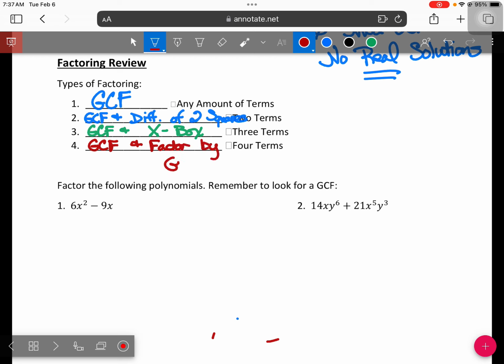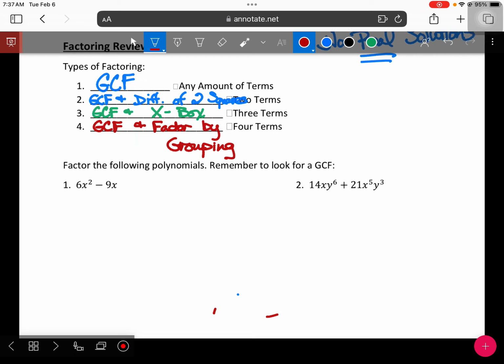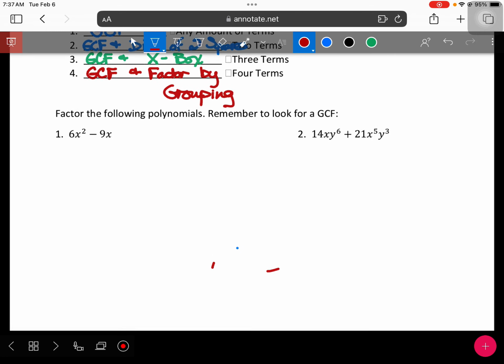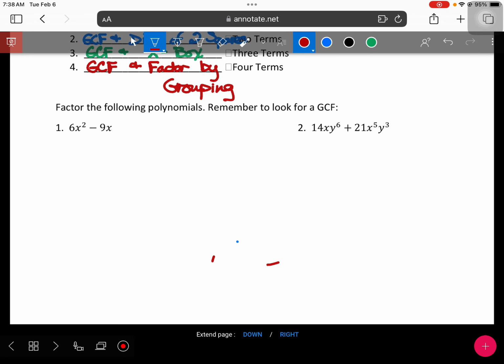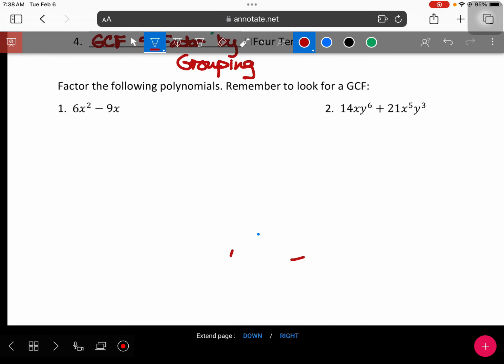All right, so this is a blast from the past. We will need to be using this in the near future, so that's why we are going over it again. We're just going to go through as many problems as we can, and I'd like to give you some time to work on your homework too. So the directions say, and it's always important to read the directions first: Factor the following polynomials. Remember to look for a GCF, okay?